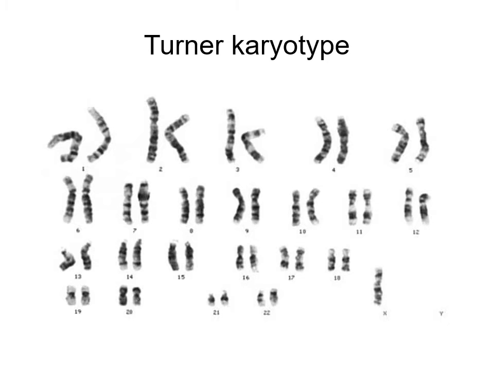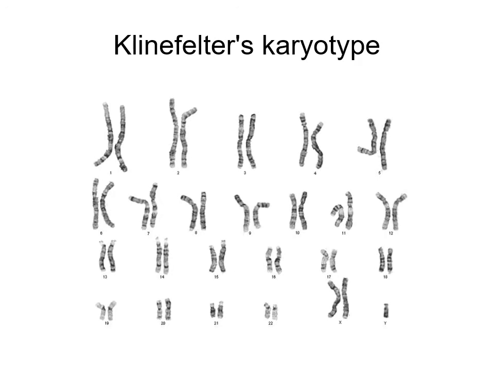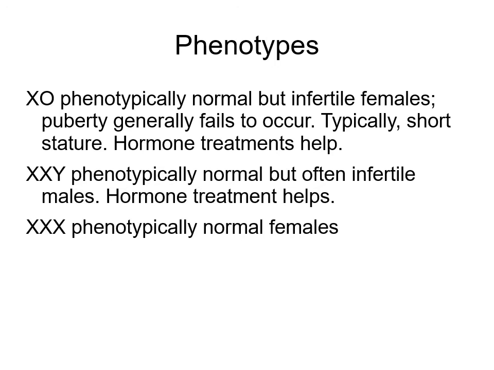So here's a Turner karyotype. She has one X chromosome and no Y. Klinefelter's karyotype: he has two X's and a Y. And in terms of phenotypes, the XO is phenotypically normal. They tend to be very short for reasons that make sense. Puberty fails to occur because there is ovarian failure early in life, but hormone treatments help, and there are very many treatments that make it possible for XO women to have normal lives.